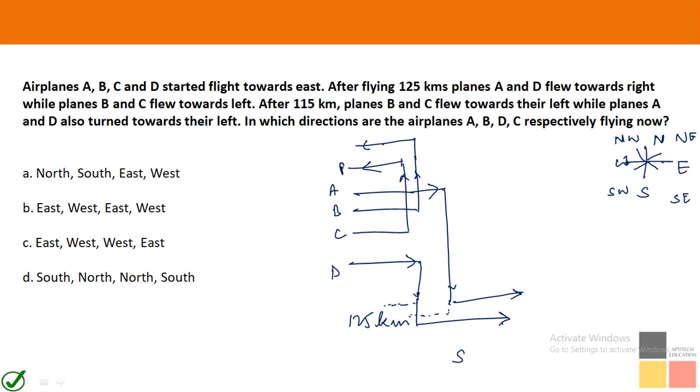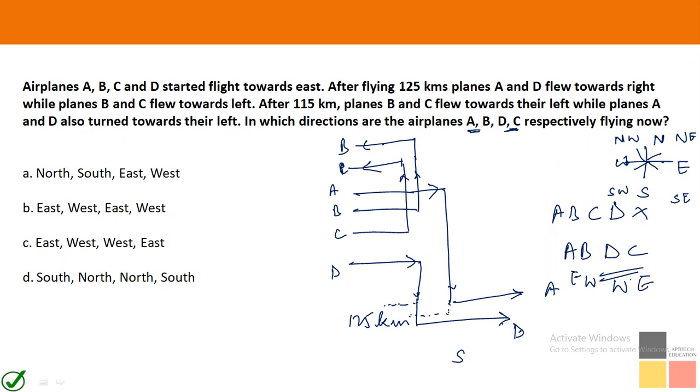So this is C, this is B, this is A, and this is D. Now what I need is in which direction are the planes A, B, D, C respectively flying now. See, it is not A, B, C, D. It's A, B, D, and C. So the direction of A is east, B is west, D is again west, and C is again east.